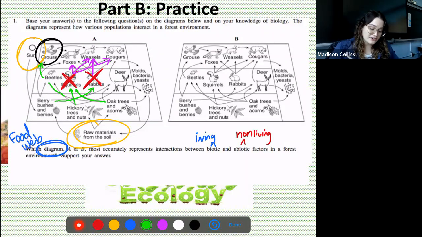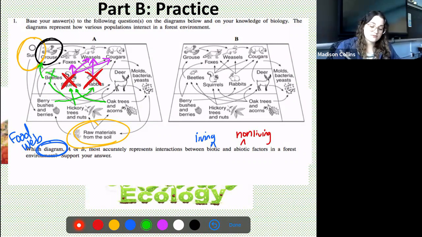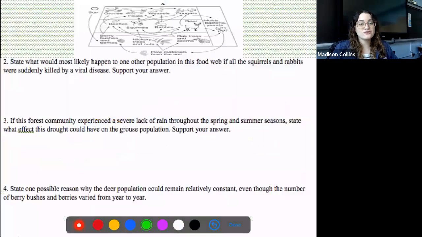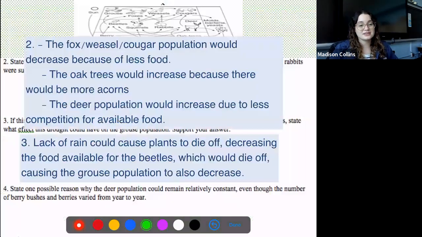So if there's not enough plants for the food, if there's not enough food for the beetles to eat, these beetles are going to die, which means if the beetles die, the grouse aren't going to have any food either, which means they are also going to die, or at least they're going to struggle to survive. So again, this shows us that every single one of these organisms is connected.